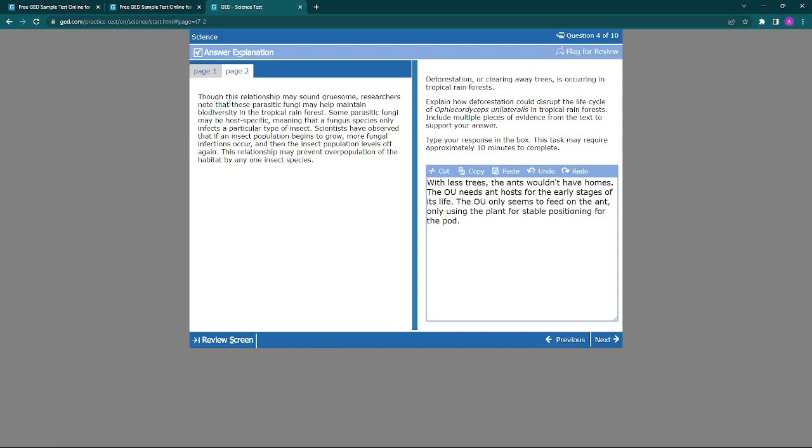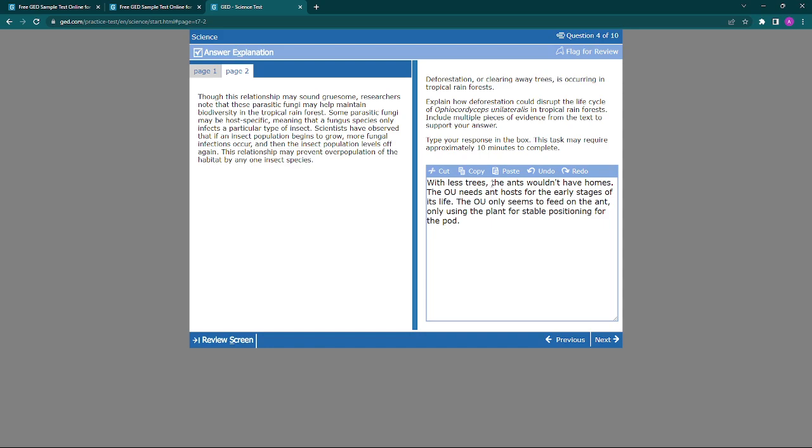Let's see. Though this relationship may sound gruesome, researchers note that these parasitic fungi may help maintain biodiversity in the tropical rainforest. Some parasitic fungi may be host-specific, meaning that a fungus species only infects a particular type of insect. Scientists have observed that if an insect population begins to grow, more fungal infections occur, and then the insect population levels off again. This relationship may prevent overpopulation of the habitat by any one insect species. Okay, well, there's nothing about humidity there, but that is some interesting additional insight, which we do know.